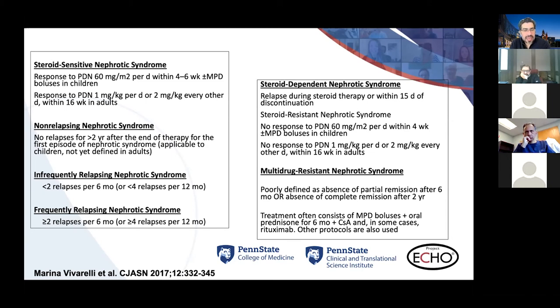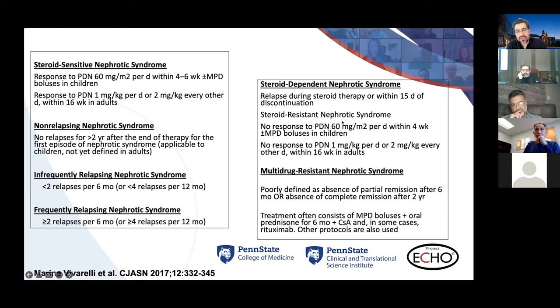There is a non-relapsing category: no relapse for more than 2 years after the end of therapy. This is applicable to children, not yet defined in adults. And there could be either infrequently relapsing or frequently relapsing nephrotic syndrome. Infrequent is less than 2 episodes in 6 months or less than 4 in 12 months, and if it is higher than that, it is frequently relapsing. Steroid dependence is a relapse while on steroid therapy or within 15 days of discontinuation.